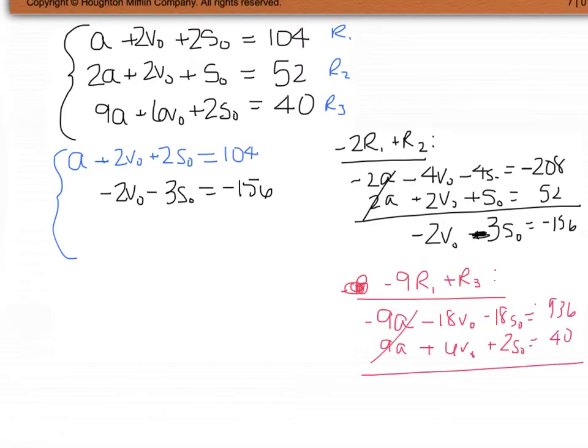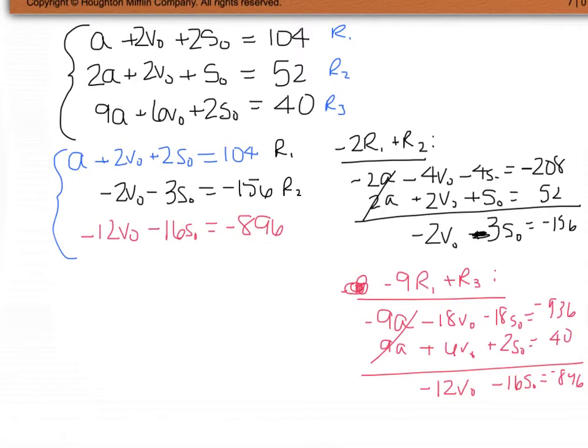The a's are going to cancel. Negative 12v sub 0 minus 16s sub 0 is going to equal negative 896, and this is my new third equation. So now I have a new R1, a new R2, and a new R3.